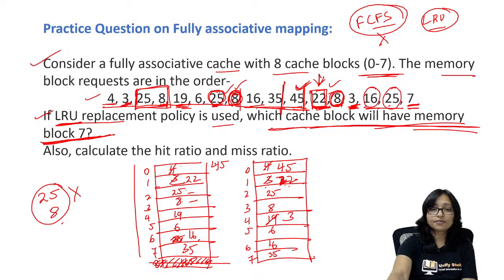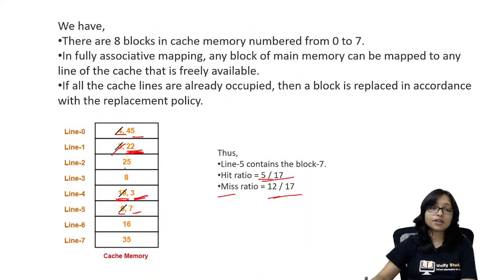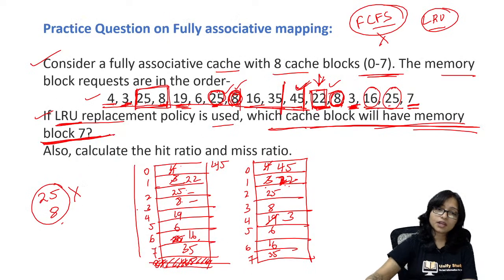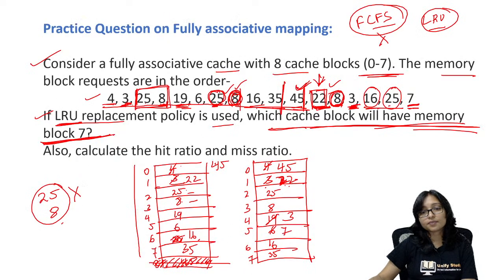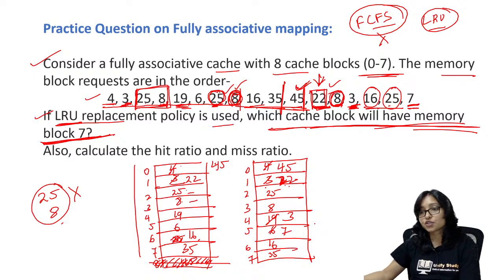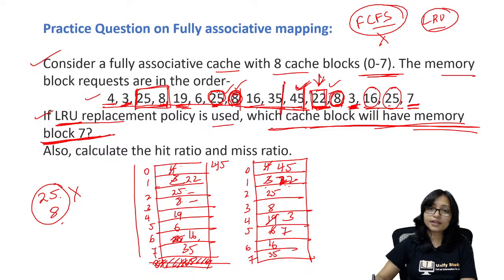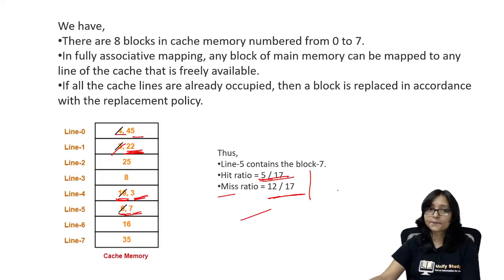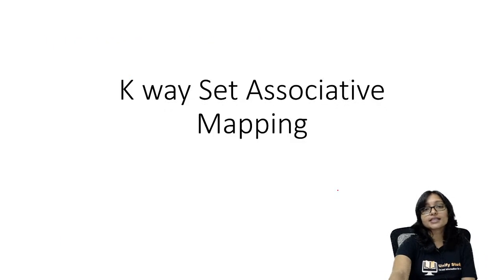And finally when 7 came, who will be replaced? I will replace this 6 with the 7. Now clear? Now it is clear. So that's why it was replaced by 7. Clear to everyone? Anyone have any doubt? I hope no doubt. So here the number of hits was 5 and the number of misses was 12. Clear to everyone?